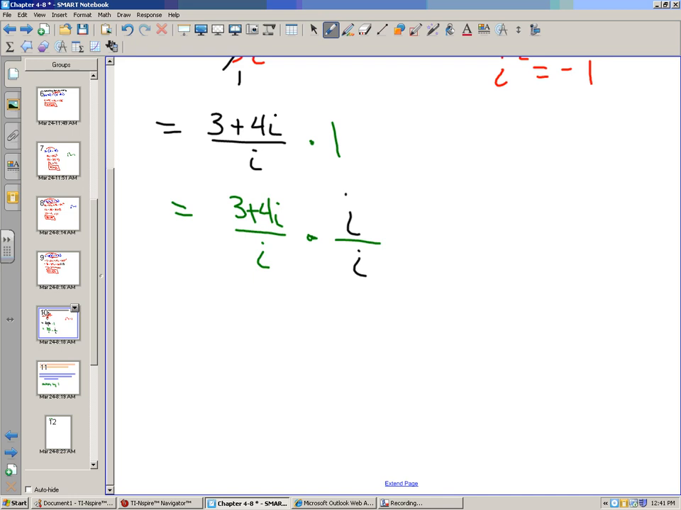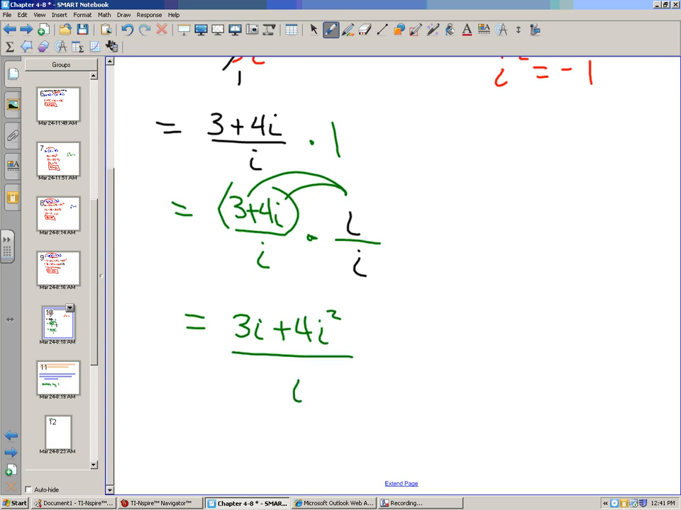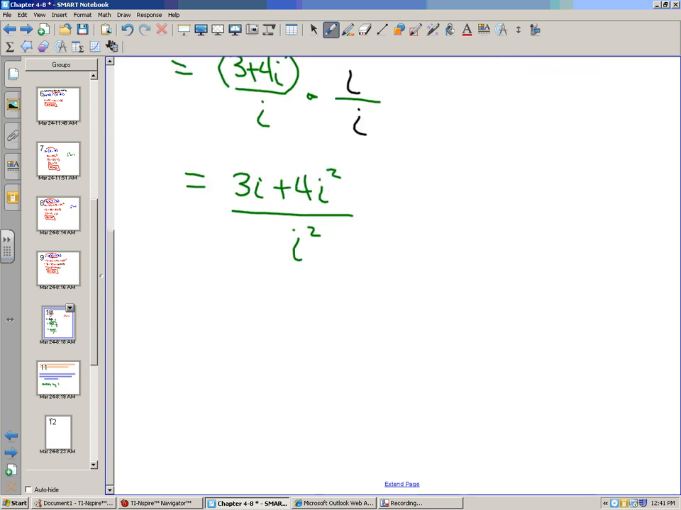Does that make sense? So now I put parentheses around the top. And what am I going to do? Distribute: 3i plus 4i squared all over i squared. And every place you see an i squared, what do you put in? Negative 1. 3i plus 4 times negative 1 all over negative 1. Do we see that?